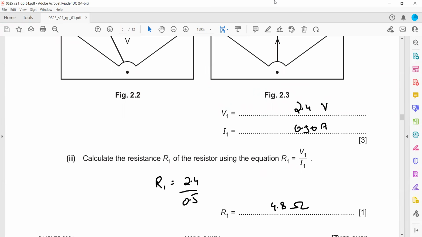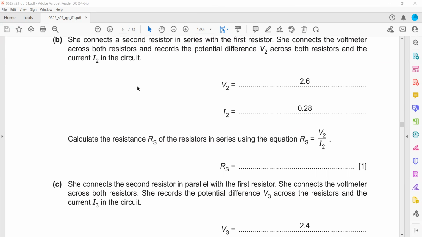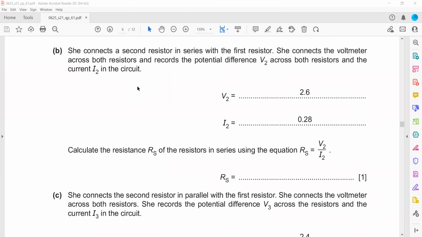Paper 6, you don't have to learn any formula. They will provide you a formula. You just have to use it and get the final result. Then she connects a second resistor in series with the first one. So there was one resistor in the first part. Now the two resistors are there. Then she connects a voltmeter across both of the resistors.